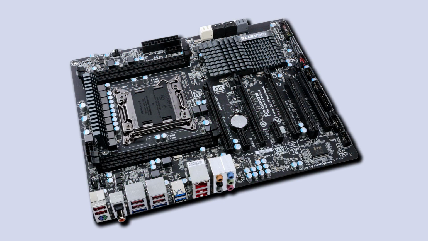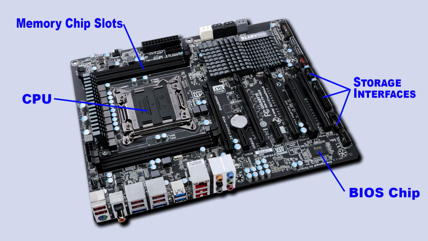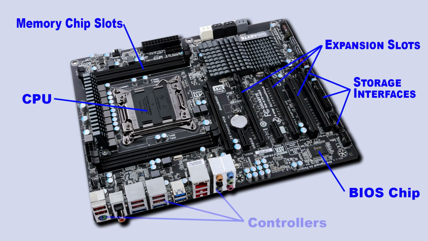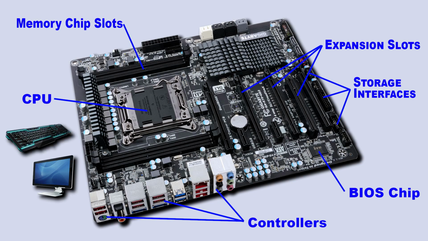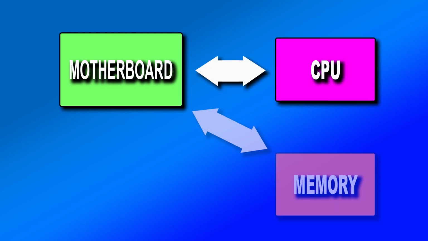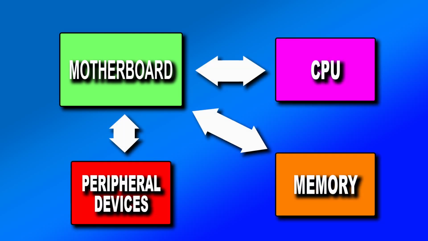The motherboard is the main circuit board of a computer, which contains the CPU, BIOS, memory chips, storage interfaces, expansion slots, and controllers for all of the peripheral devices, such as the display screen, keyboard, and disk drives. The motherboard controls communication between the CPU, memory, and all of the peripheral devices.